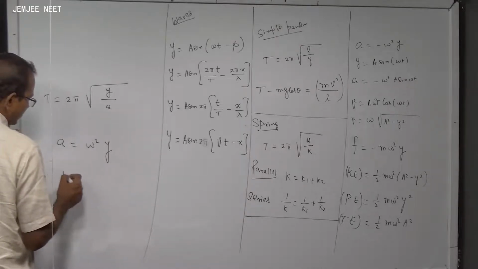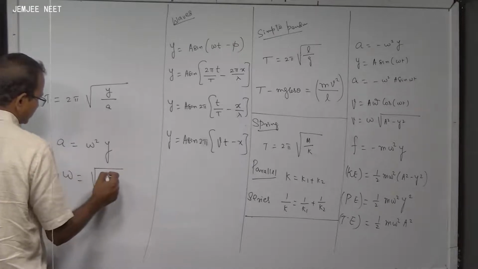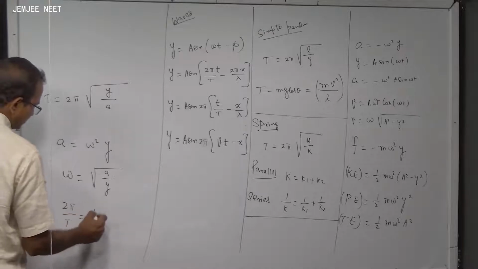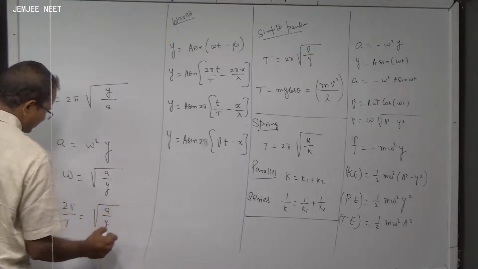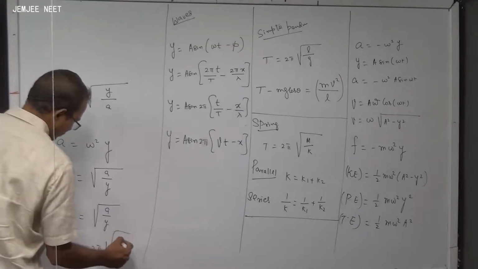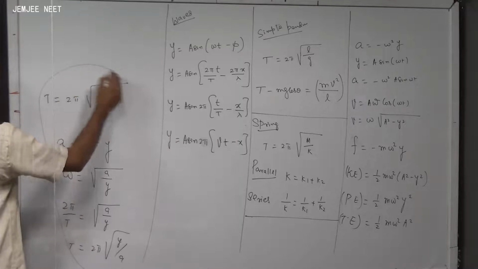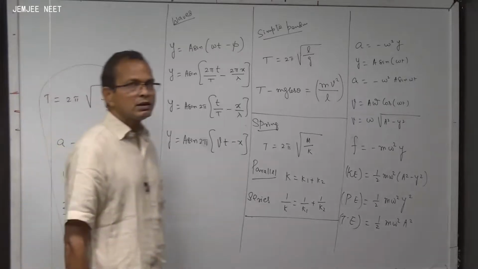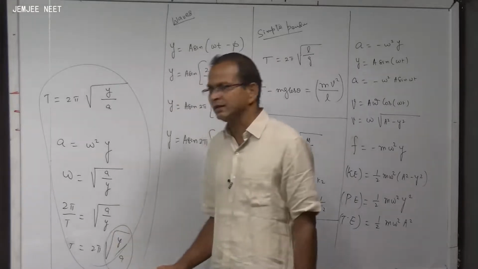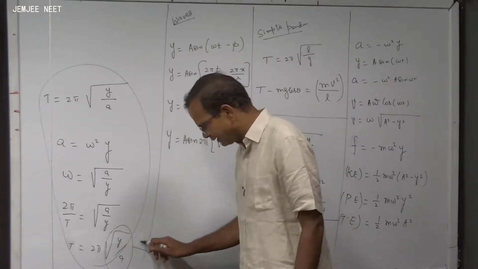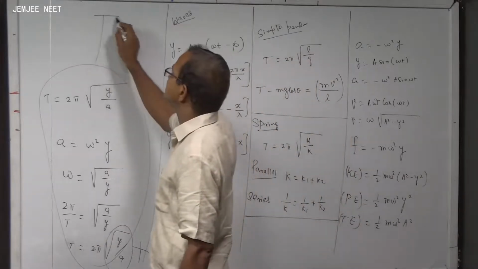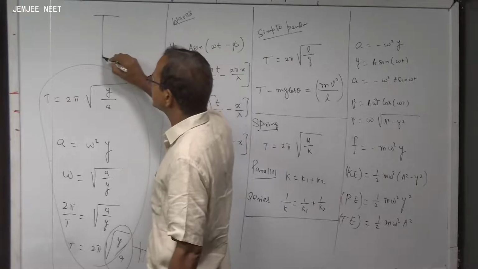Omega is equal to square root of a by y, so 2 pi by t is equal to square root of a by y. Therefore t is equal to 2 pi into square root of y by a. So they took the very fundamental formula. But this is not a fair idea, this is not a good formula. Why it is not a good formula, I tell you. This is a correct formula, but not a good idea.